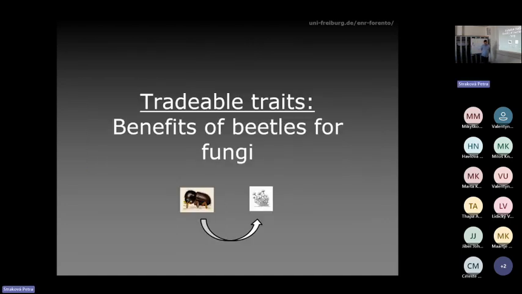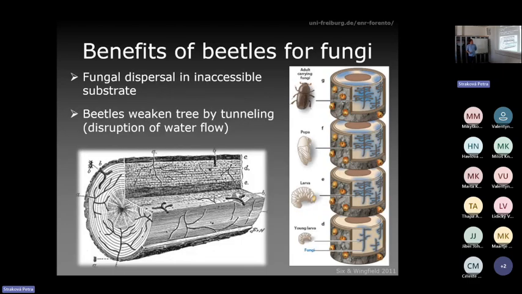Okay, so I think it's quite clear that the beetles profit from the fungi, but do the fungi also profit from the beetles? Probably the most profitable for the fungi is the dispersal of the spores to inaccessible substrate. But also the beetles are weakening the tree by tunneling, by disrupting the water flow, which makes it better for the fungi to colonize the substrate.